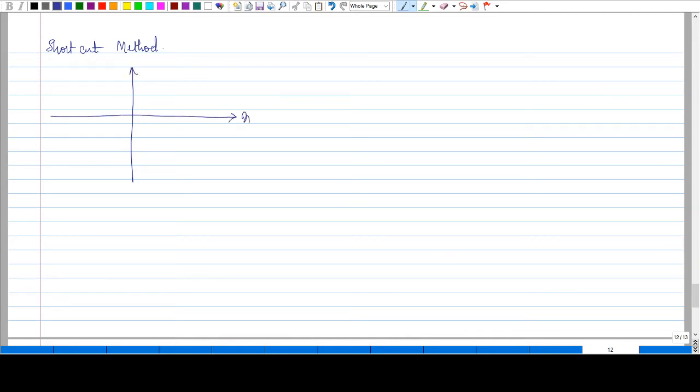So this is the real part, and this is the imaginary part. Here we will see the starting point, which is based on the type of the system, and the ending point, which is based on the order of the system. So your order will tell you where it ends, and your type will tell you where it starts.